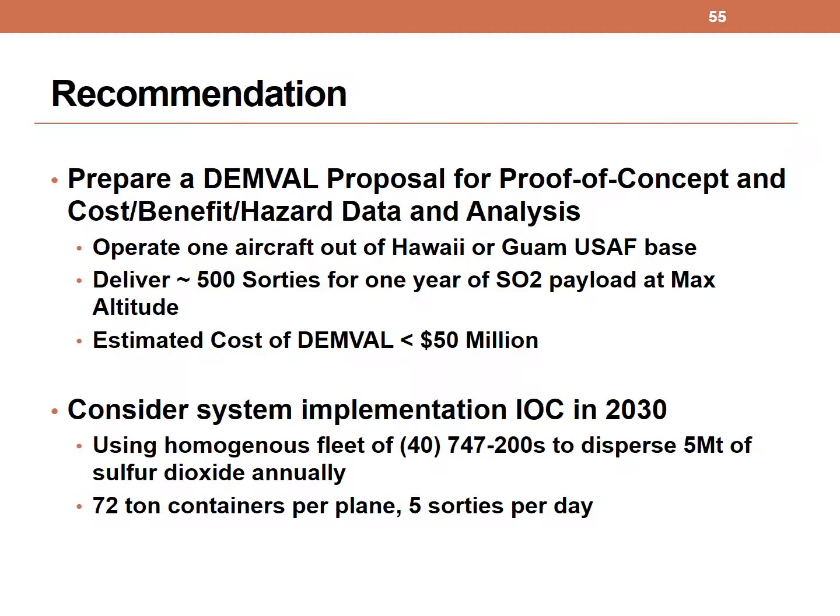The recommendation will be to prepare a demonstration and validation proposal for proof of concept and cost, benefit, and hazard data and analysis. This would be to operate one aircraft out of Hawaii or Guam's United States Air Force Base to deliver 500 sorties for 1 year of sulfur dioxide at the max altitude, and the estimated cost would be less than $50 million. For the consideration of the implementation in 2030 would be to use a homogeneous fleet of 40 747-200s to disperse 5 million tons of sulfur dioxide annually.